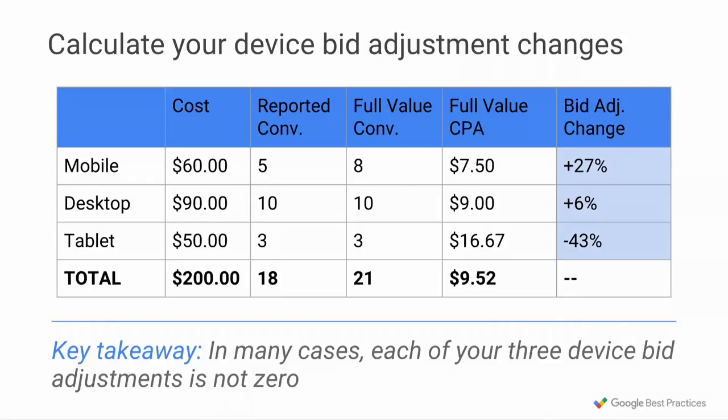If we go back to our table from earlier, I assume that my mobile conversion is actually 8. I recalculated the full value CPA for mobile as well as the total average. In that case, I see that my mobile is performing significantly better than my average. My desktop is roughly at my average and my tablet's a little lower. Using the formula I gave earlier, total full value CPA divided by device full value CPA, so in that case 9.52 divided by 7.50, I get a plus 27% bid adjustment. I do the same thing for desktop and then for tablet, and I get those three device bid adjustments.